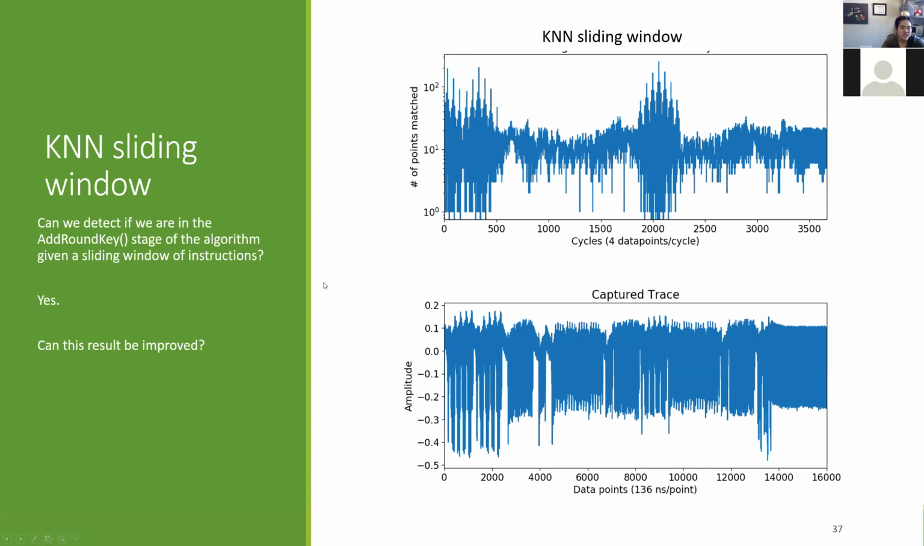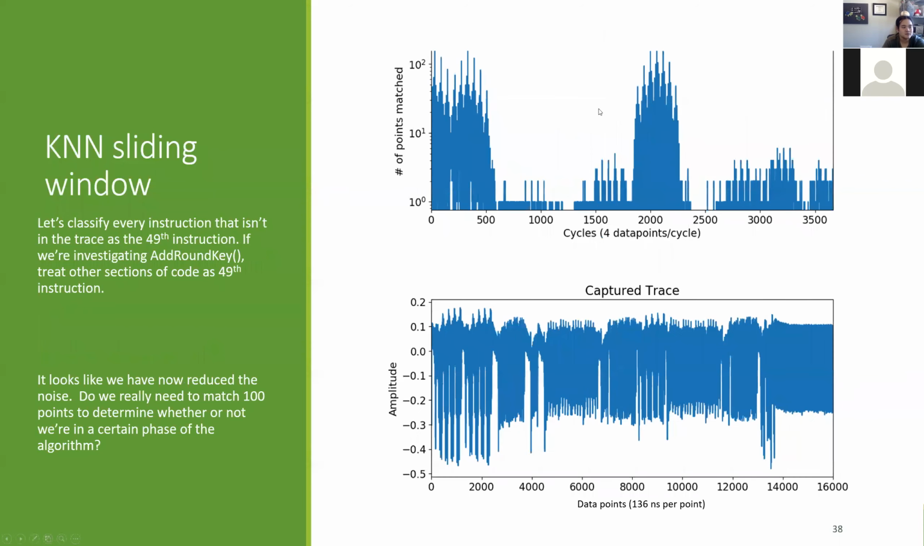So what can we do now? We can do a sliding window. We can slide a window of 200 something instructions along and say, can we detect the sequence of instructions here? Once we detect this, and sliding it along, we can detect these instructions, okay?